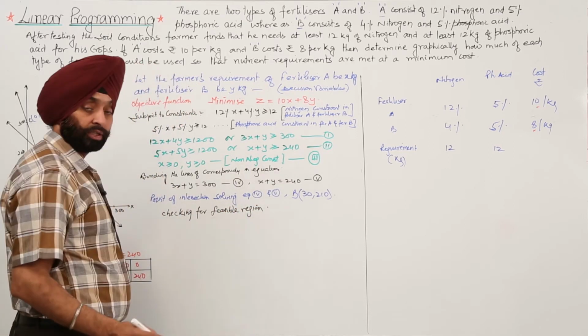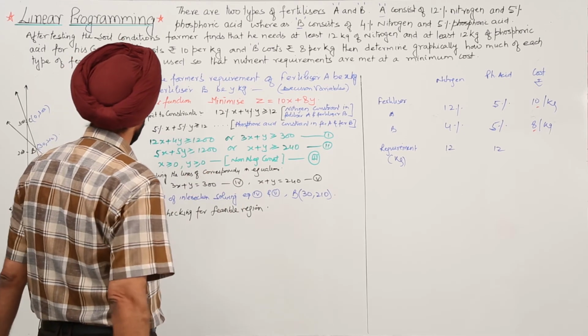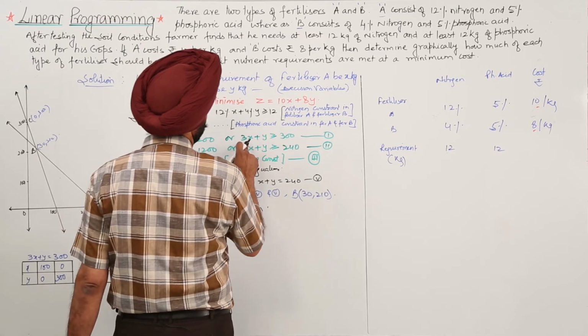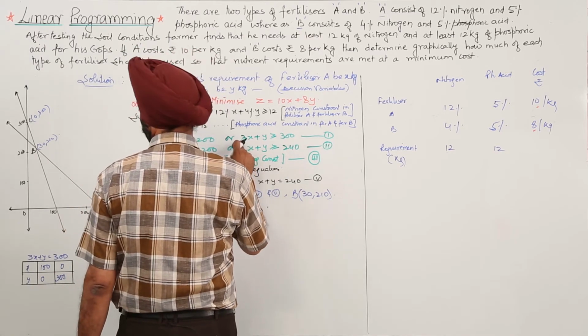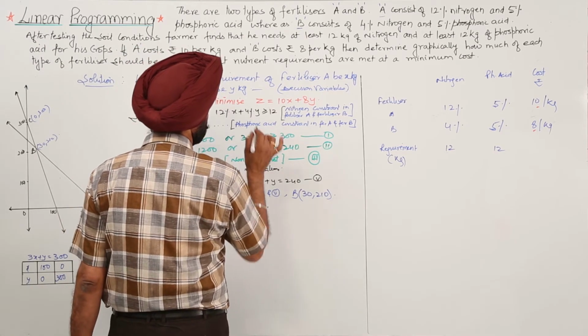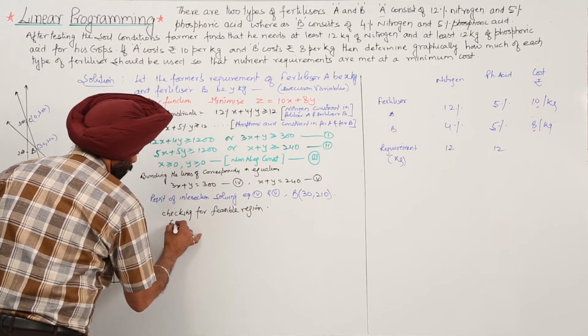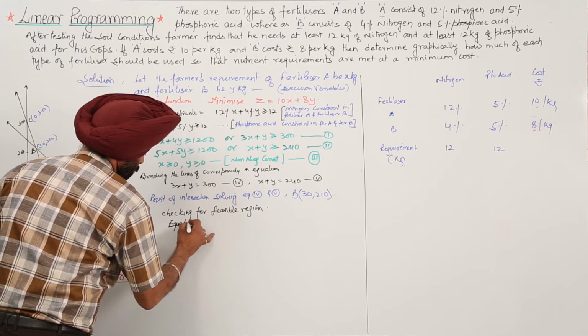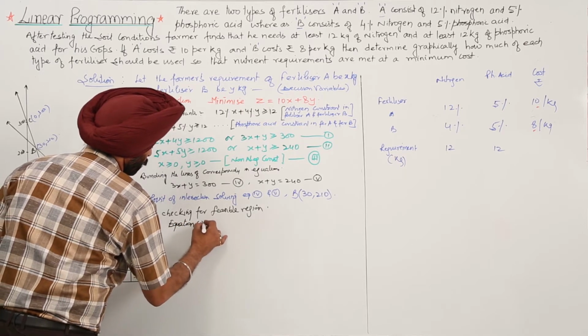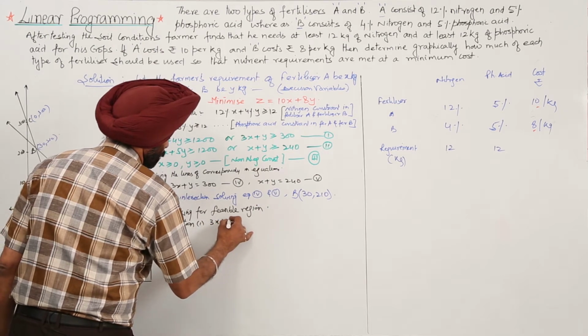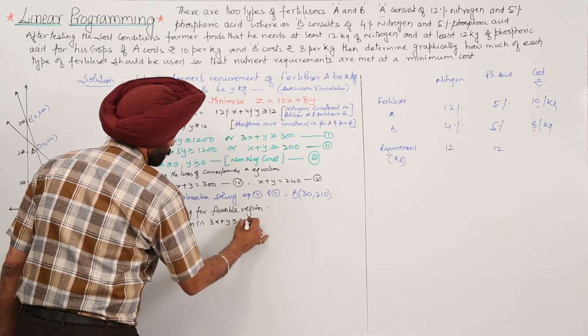Shading part or feasible region. Okay, now let's plot some arbitrary points. Now let it be for this part. Now equation 1, 3x plus y is greater than 300.